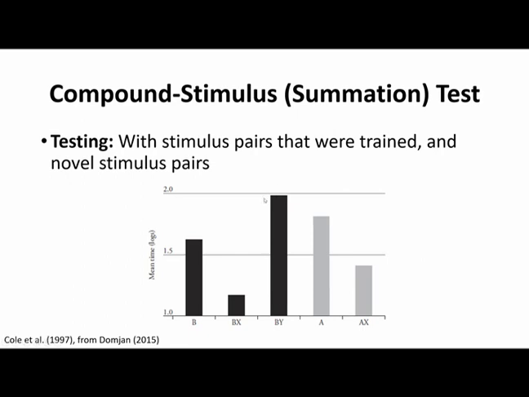So BY was treated just as bad, if not worse, than B on its own. So they didn't know anything about Y, and there wasn't a natural assumption that Y should be a conditioned inhibitor.